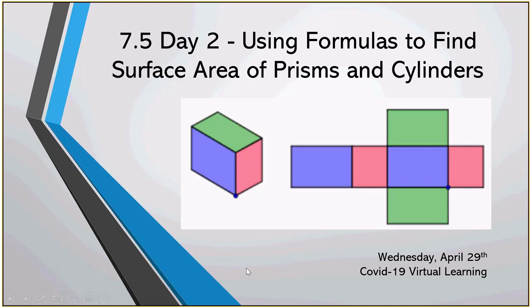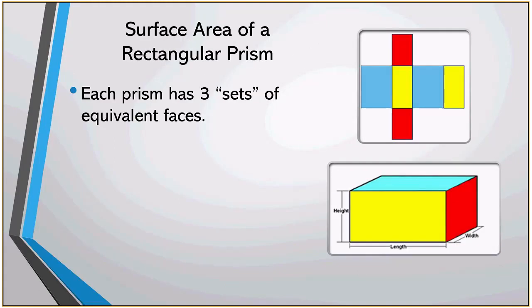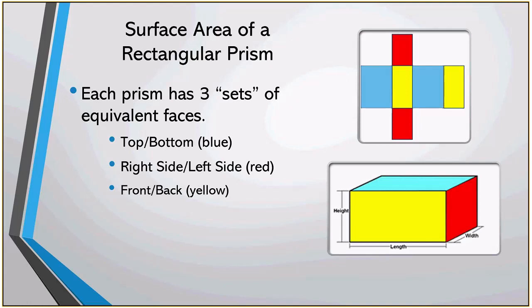Okay, here we go. So remember from yesterday, a rectangular prism is composed of 3 different sets of equivalent faces. And we talked about this yesterday, how they come in pairs. So if we use the image from yesterday, we had the top and bottom that were both blue. Those are identical rectangles. We also have the front and the back, which were yellow from yesterday. And then we have the left and right sides, which were red. And so because they come in those sets, we can use that concept to help us with a formula for surface area of a rectangular prism.